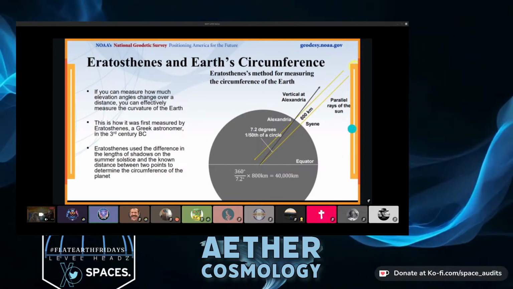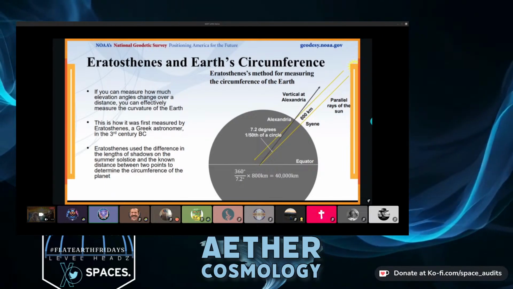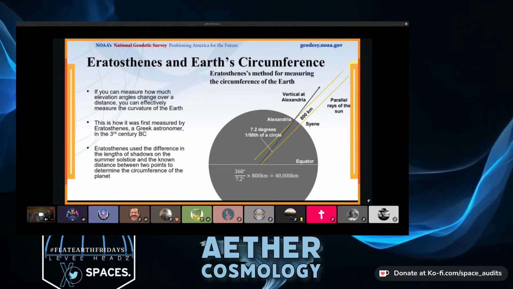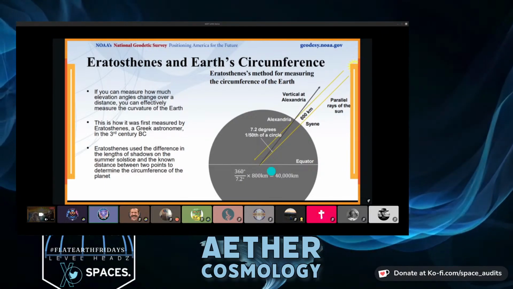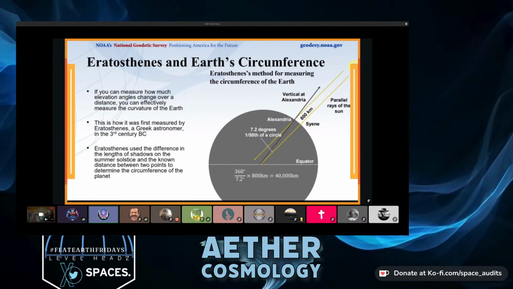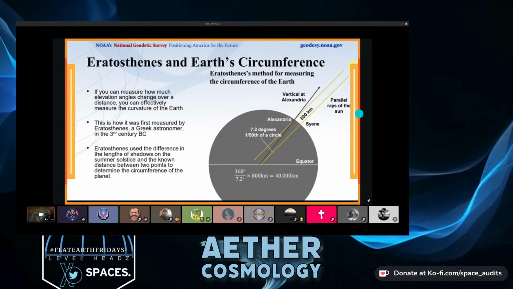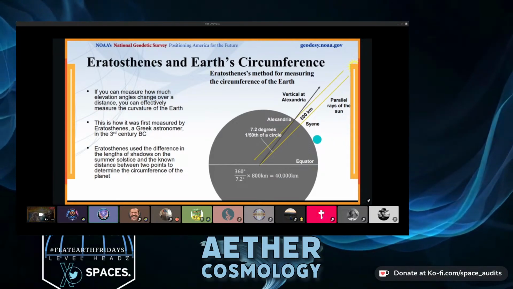He knew the difference between those two measurements of shadows, right? 7.2 degrees denoted that 1/50th of a circle. Thought they, oh, now I can divide by 360, getting the math at the bottom, which would be 360 degrees divided by 7.2 degrees times 800 kilometers. The distance between the two gives us the approximate circumference of 40,000 kilometers.